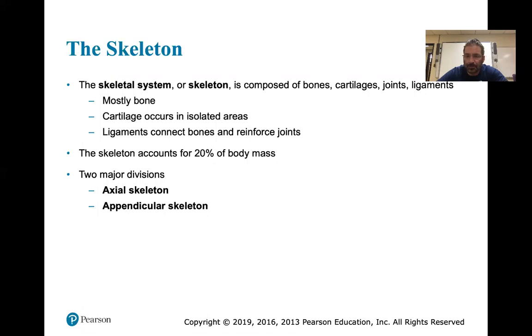So the skeletal system or skeleton is composed of bones, cartilage, joints, and ligaments. Remember, we have cartilage like in the temporomandibular joint. That's going to be for articulation. We want a smooth surface so this can glide or allow motion, and we need those joints there. And ligaments, remember, join bone to bone. Tendons join muscle to bone. Right? So the skeletal system or skeleton is mostly bone. Cartilage occurs at isolated areas, like costal cartilage, and there's cartilage in your intervertebral joints. Ligaments connect bones and reinforce joints.